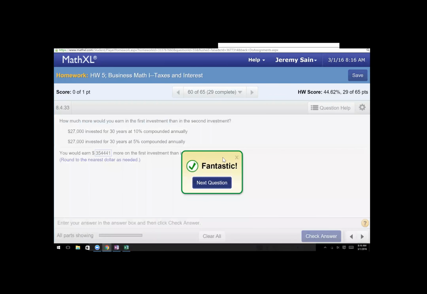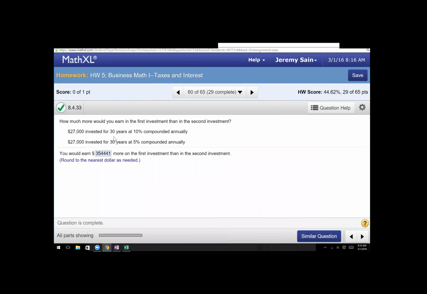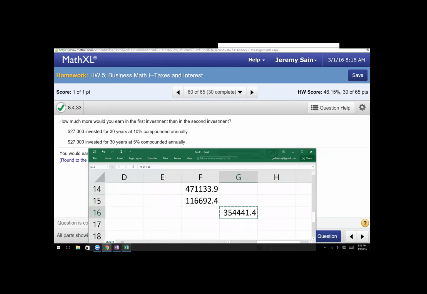On a random side note, is it surprising that you put 27,000 in and got 471,000 out? Seems like a lot, but nobody gets 10% interest. Yeah, nobody gets 10% interest, and the 10% interest is a big deal, but the other big deal is you have to leave it in there for 30 years.